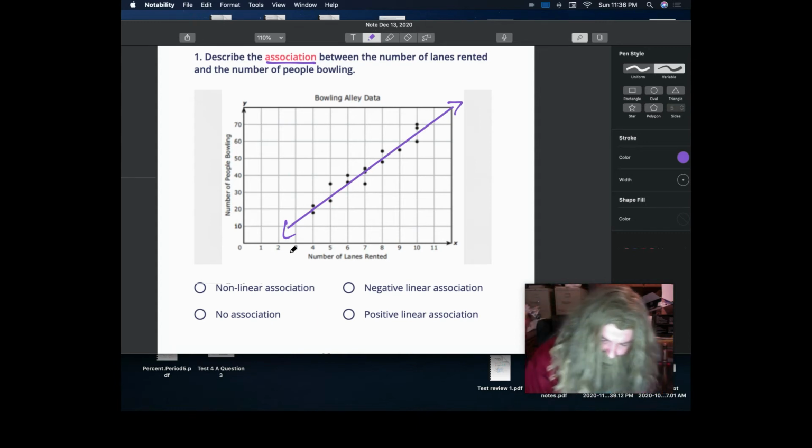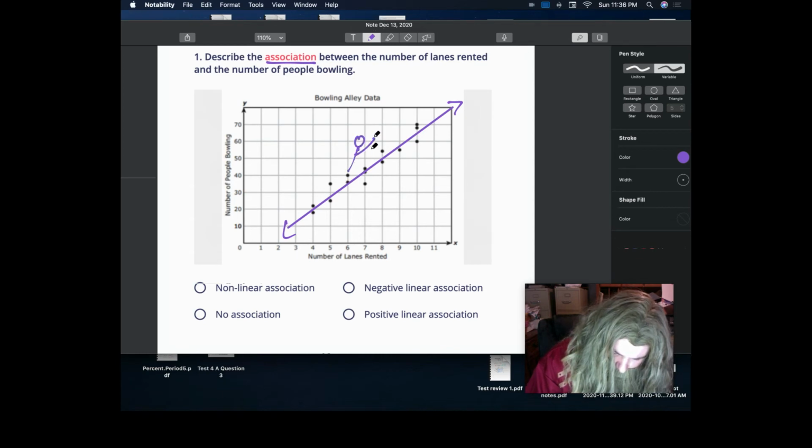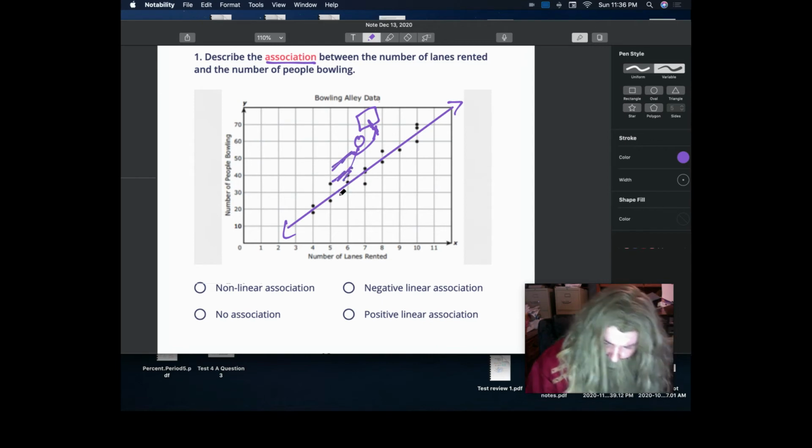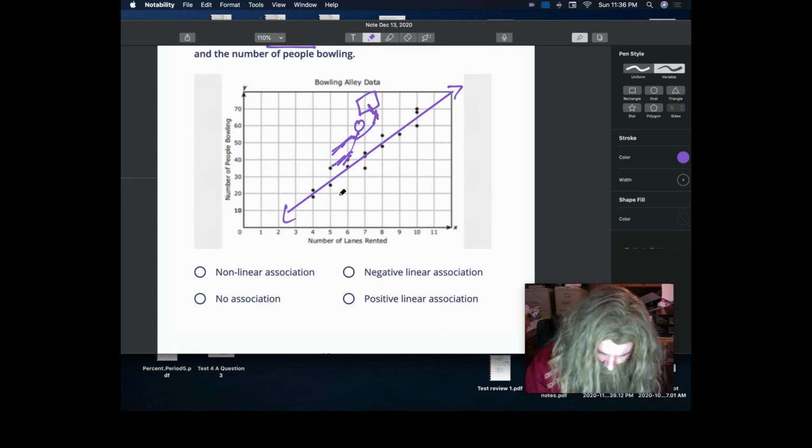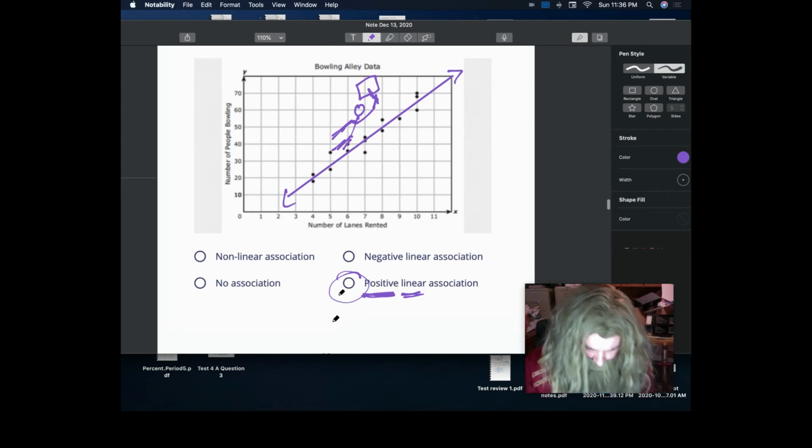The line has a positive slope because we are going up, like the Thor, going up to save the mortals of Earth. Which means it has a positive, linear, meaning a line, association. There's your answer. Let's move on.